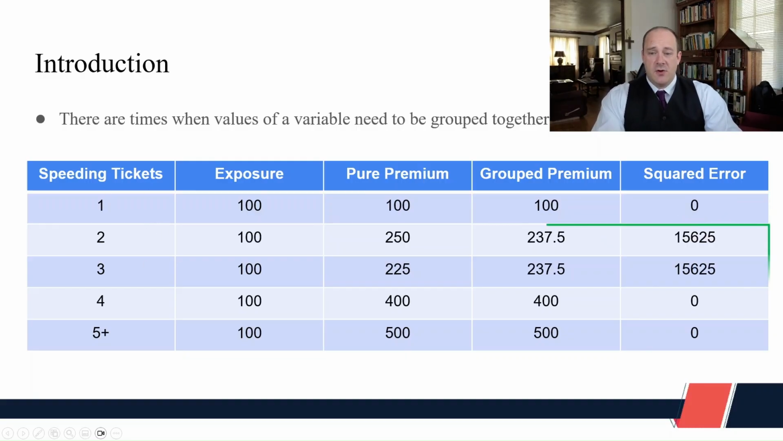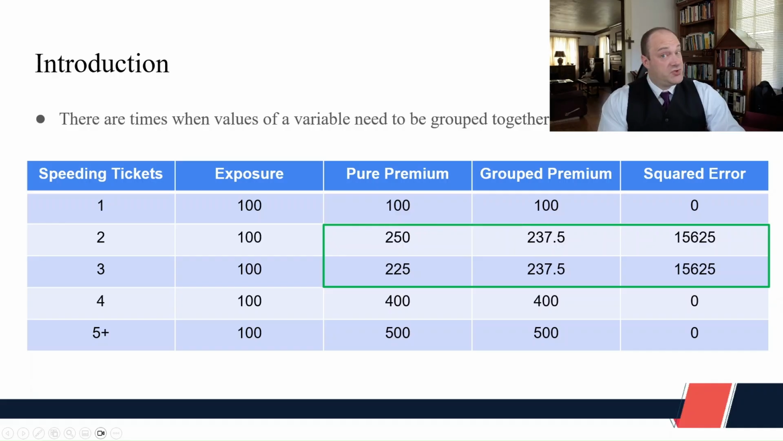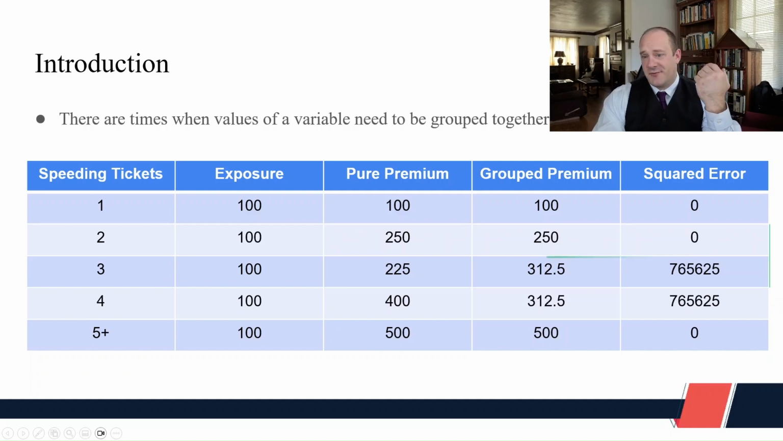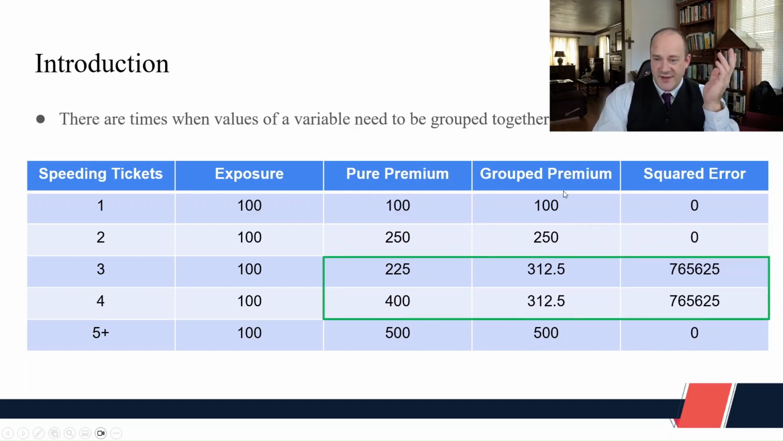Well, what if we group 2 and 3 together and see what happens there? When you do that, the average loss for each person in this group is going to be $237.50. You get a smaller squared error when you use these values and compare them to these values. And just for the fun of it, what happens if we group 3 and 4 together? Again, you get values that are increasing, like we did in the first two examples of grouping.